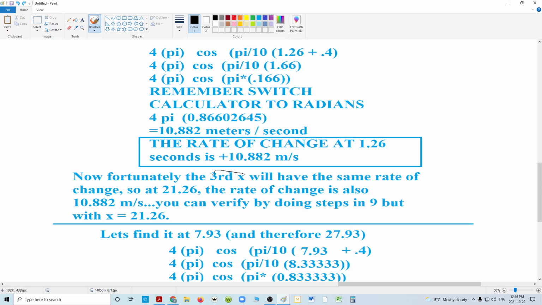Now, fortunately, the third x, the one that happens one period around, is going up at the same angle. So the third value at 21.26 will be the same thing. And that just takes time and practice to realize it.